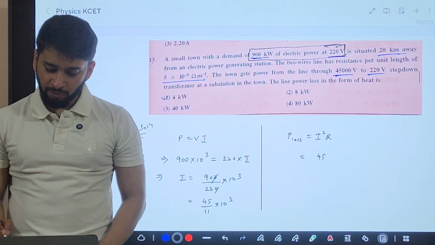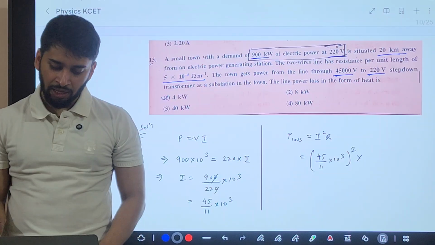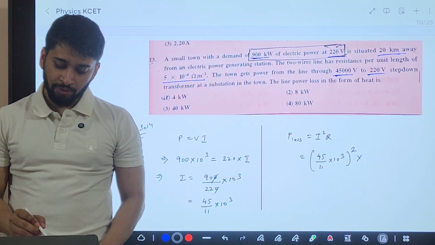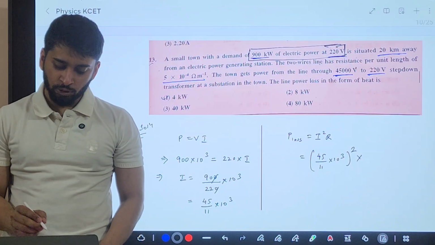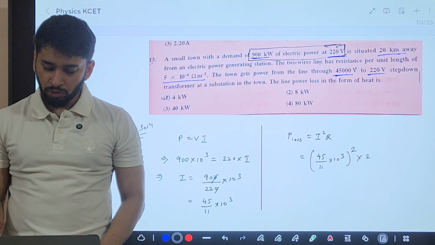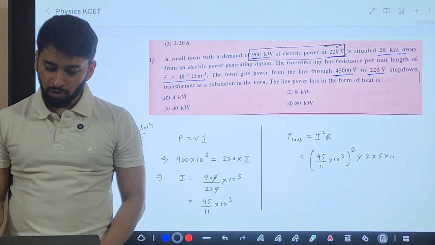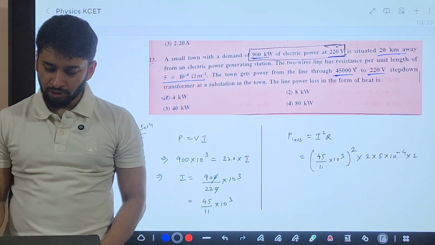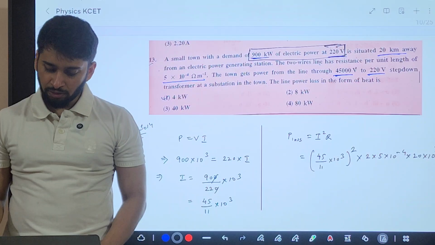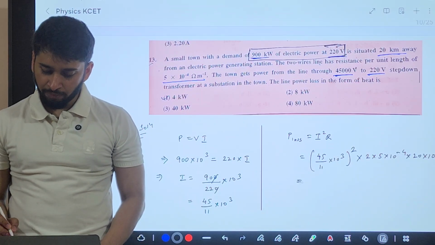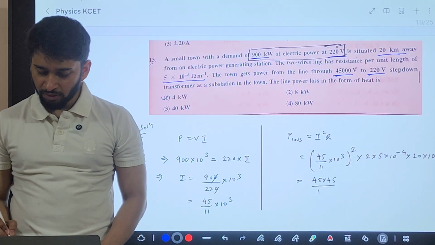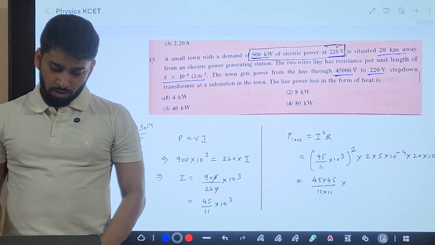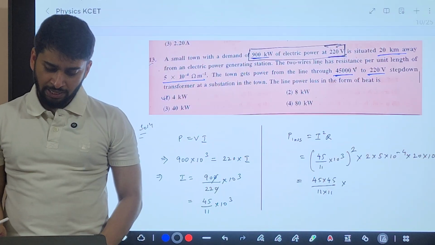So (45 by 11 into 10 to the power 3) whole square times R. It is situated 20 kilometer away, and the two wire line has resistance per unit length, so into 2 into 5 into 10 to the power minus 4 into the length, which is 20 into 10 to the power 3. Quite a bit of a calculation here. Now 45 into 45 by 11 into 11. Right, I hope things are going well here.